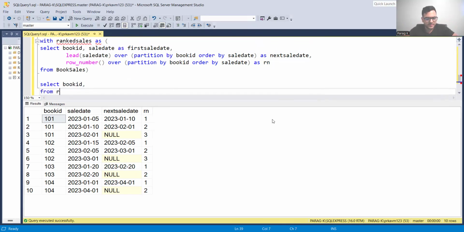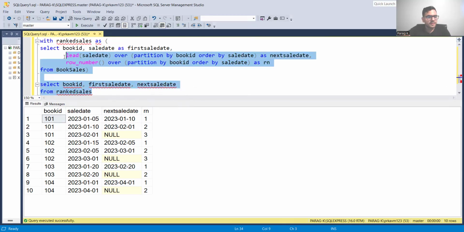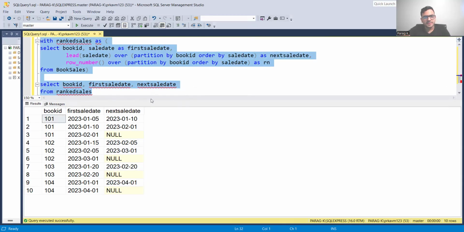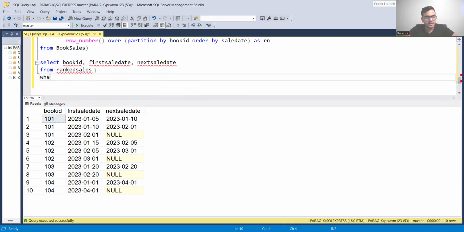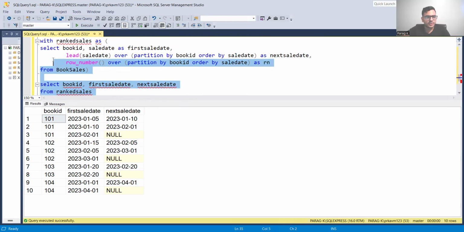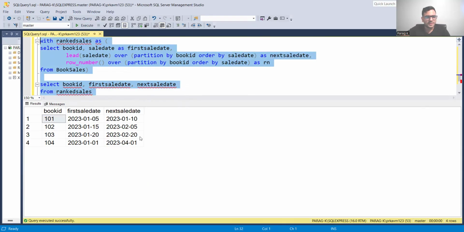Then I'm going to do from ranked sales. And then what we want is first sale date, and then what else do we want? We want the next sale date. Now, let me run this and just apply the filtering techniques that we want. Now there's a good filtering. You might know this is a common way of filtering. But now there has to be the 30-day clause, if you remember.